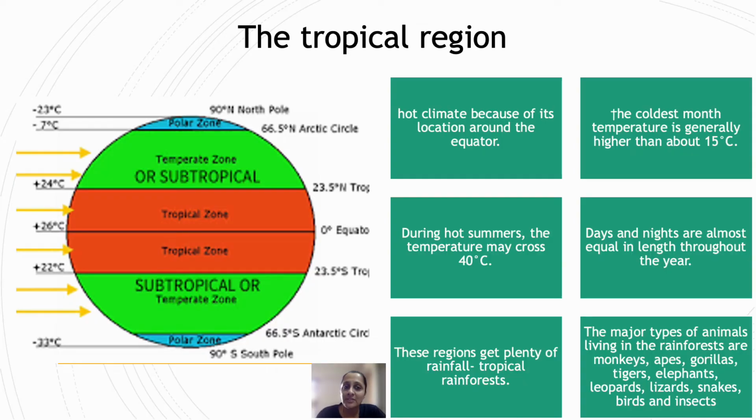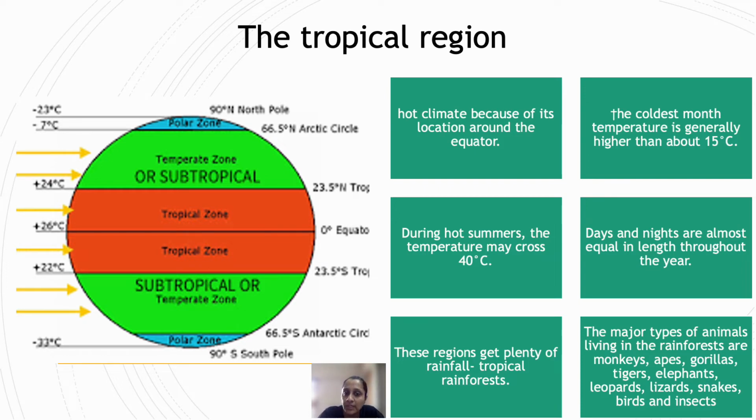Now, the tropical region. The tropical region is basically the region near the equator. If you can see in the image, that is our Earth. In the center, the line is the equator. The red is the tropical zone, which is near the equator. So obviously it is going to be extremely hot because the sun rays are going to fall vertically on it. Apart from that, we have the subtropical region and the polar zone.